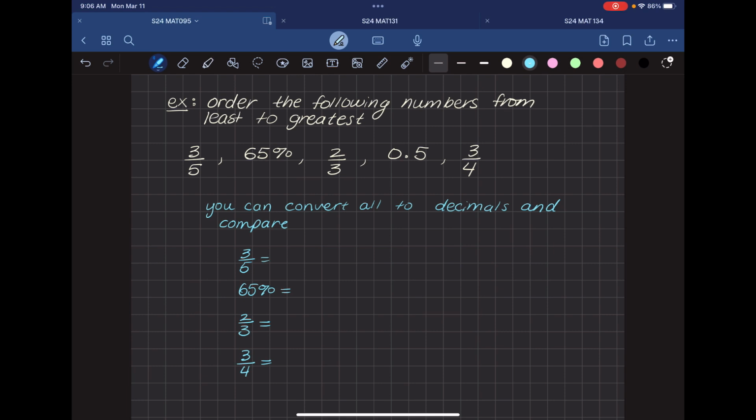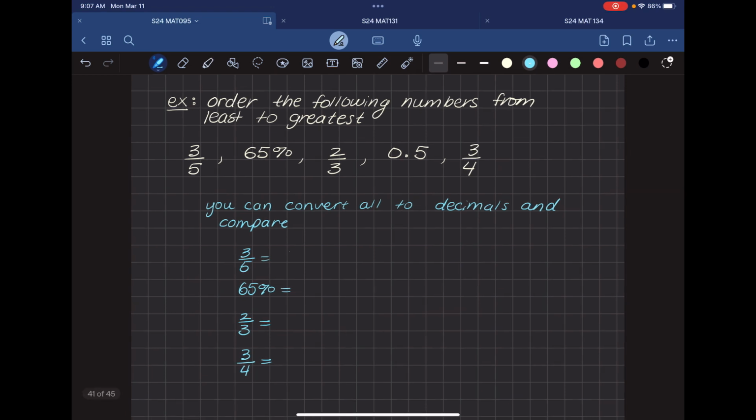So for instance, we have 3/5. If you take 3 divided by 5, that's exactly what 3/5 means, 3 divided by 5. If you type that into your calculator, you will end up getting 0.6. 65%, if we convert to a decimal, is going to be 0.65. 2/3 will end up giving us 0.6 repeating.